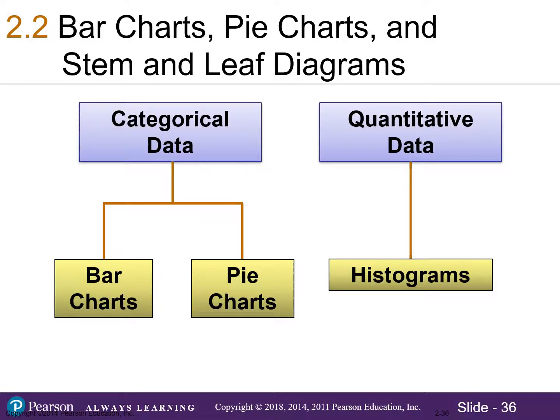So we've just finished talking about quantitative data. We did histograms and we did ogives. I'm going to switch over to doing categorical, also known as qualitative data, which are bar charts and pie charts.